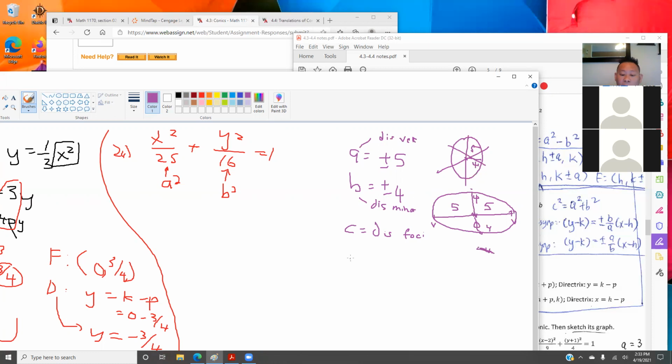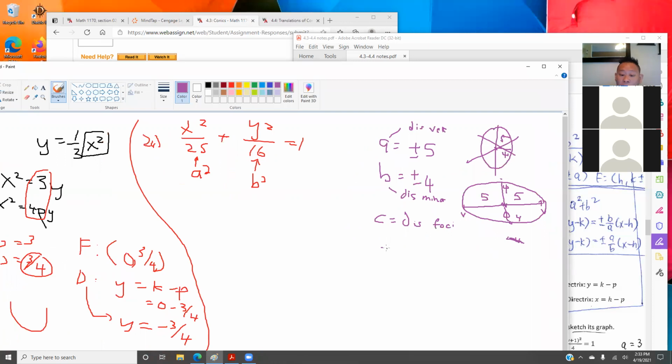For ellipses, the formula is like the Pythagorean theorem: a squared plus b squared equals c squared. But that is for the hyperbola. For the ellipse, we won't use plus, we will use minus. I always remember this because my teacher taught me when I was in high school. So for ellipses, it's minus.